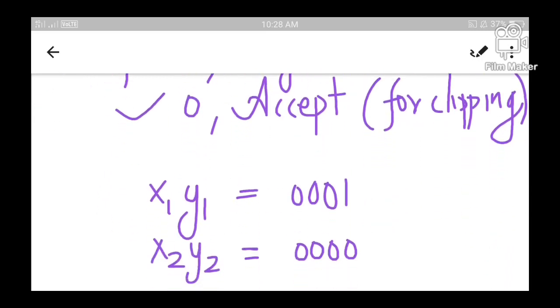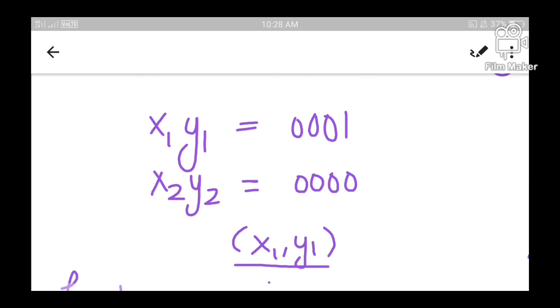How can we clip? Again taking the region codes of both the points. We know that x1 y1 was having the region code as 0001 and x2 y2 was having the region code as 0000. From this it is clear that x2 y2 is completely inside the window and it does not require any sort of clipping, but x1 y1 is lying to the left of the window, and since it is outside the window it requires clipping.